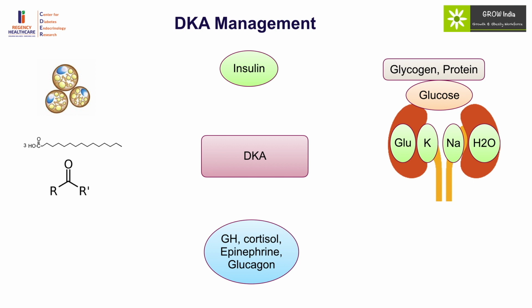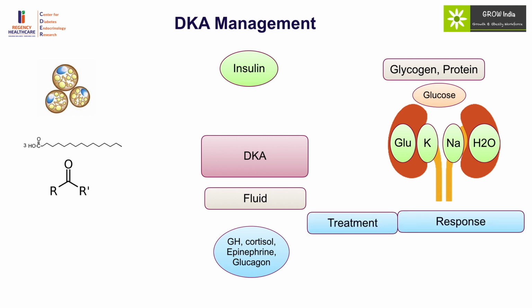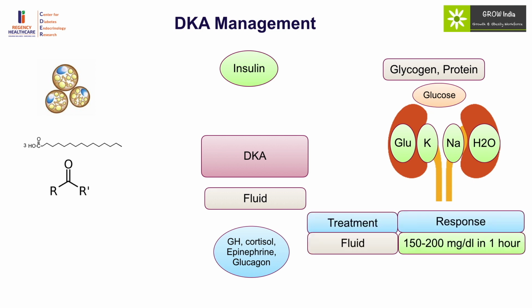So when we think about treatment of diabetic ketoacidosis, I think it's very simple. The major problem in DKA is deficiency of fluid and relative or absolute deficiency of insulin. So the first step, of course, is to replenish that dehydration, and it's absolutely important because once we give fluids, it causes expansion of the volume and decrease in the counter-regulatory hormones, and that really decreases glucose by around 150 to 200 milligram per dl in the first 1 hour.